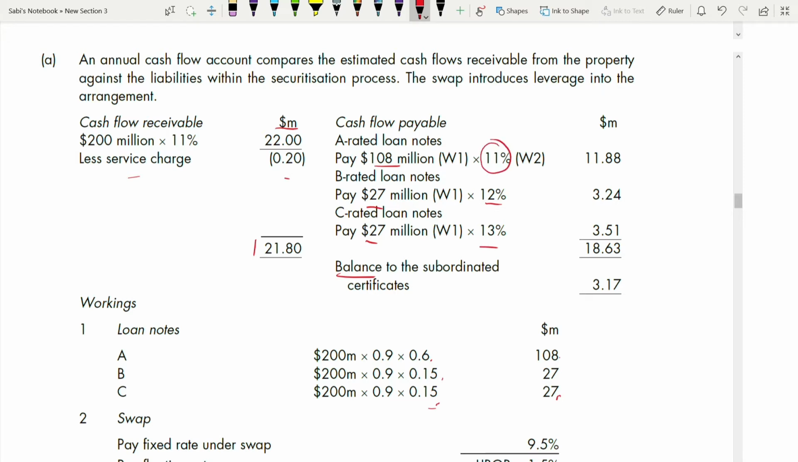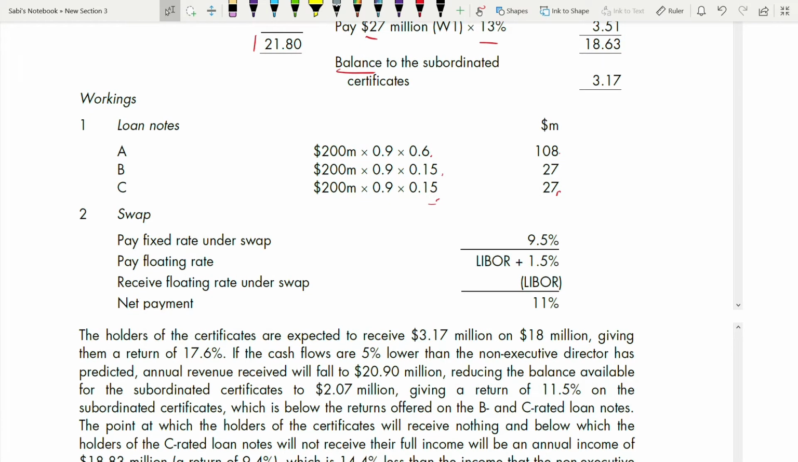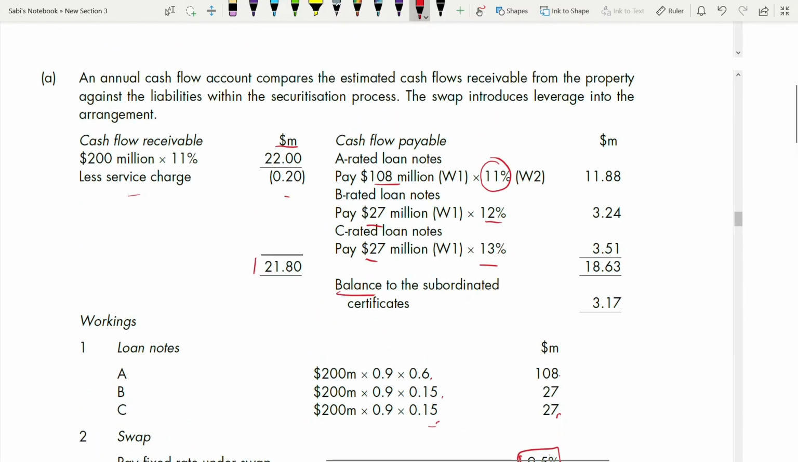For that, there's working 2. Now let's go to working 2. That is the swap. They told you that you are going to swap fixed for LIBOR. That means you have to pay fixed and you're receiving LIBOR. Before, your floating rate was LIBOR plus 1.5%. Now you are going to pay 9.5% fixed and you receive LIBOR, so LIBOR gets cancelled. 9.5 plus 1.5 is 11%, because you are exchanging variable for fixed. So net payment is now 11%. That's why you are taking 11% here for A rated. Once you calculate, there's a balance: 21.8 minus 18.63 gives 3.17. And that balance goes to subordinated certificates. It will come on the right side.